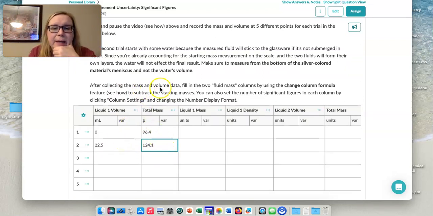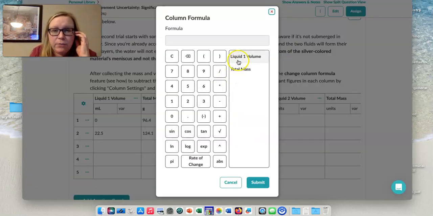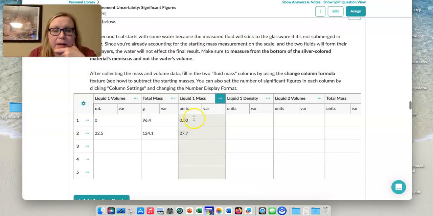It says, after collecting the mass and volume data, fill in the 2 fluid mass columns using the change column formula. So what they want you to do is select here and go to the change column formula. You're going to take the total mass and subtract 96.4, because we only want the mass of the liquid. So we want to subtract out the mass of the graduated cylinder. We submit that, and that will automatically do that for you all the way down the column.